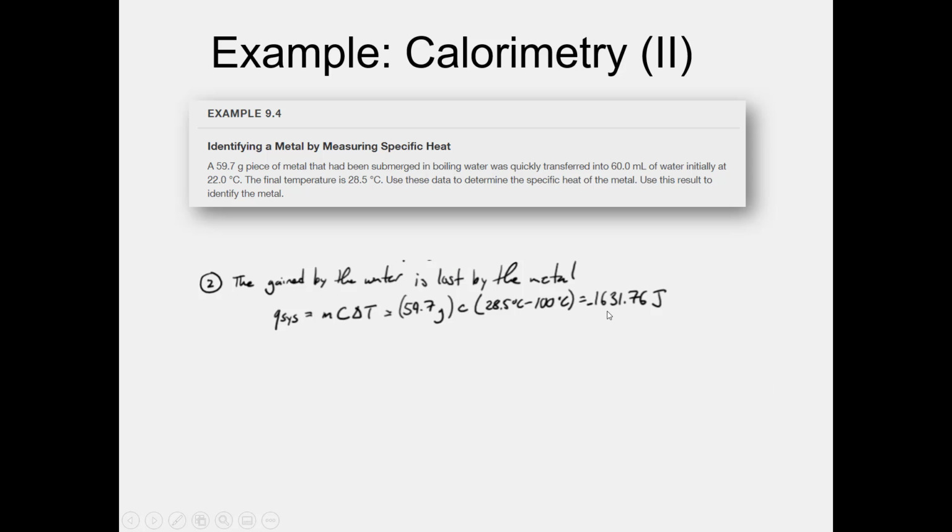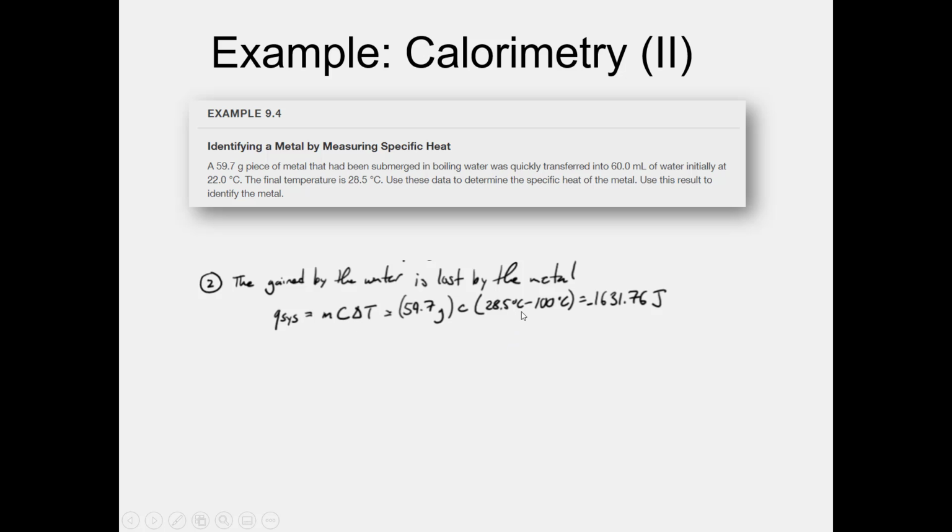And now we can use that and use the same calorimetry equation, but this time we write it for the system, where the system is the piece of metal that's losing the heat. Qsys is equal to the mass of the metal times the specific heat times the temperature change.